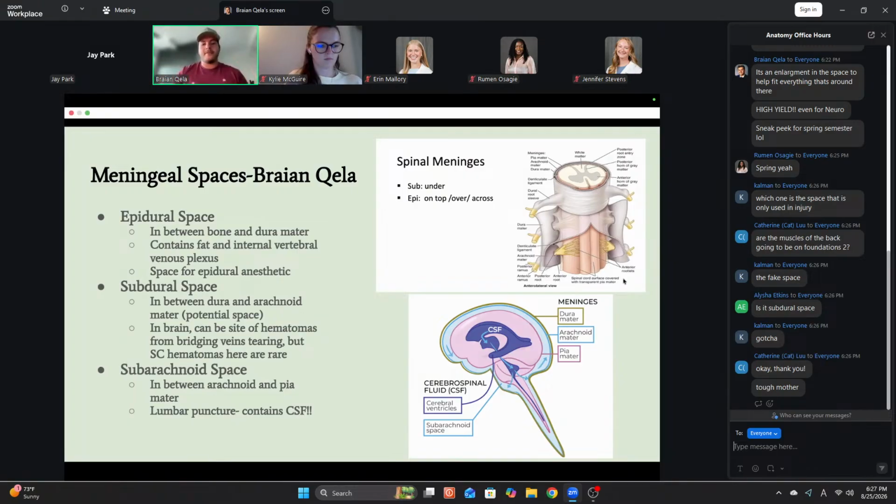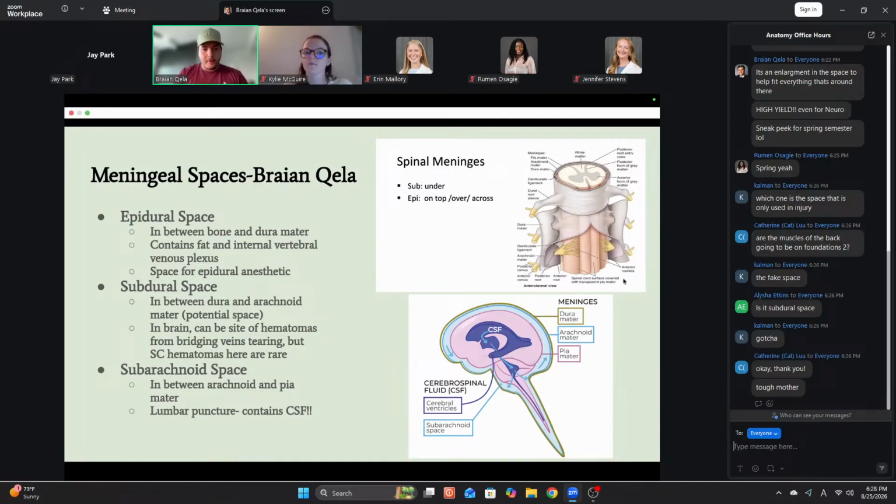This is where you're going to have some fat, the internal vertebral venous plexus that Kylie spoke about in one of the previous office hours. And it's also the space where you'd have the epidural anesthetic. So when they tell pregnant patients, we're going to give you an epidural, that's what they mean. That's where you put the anesthetic, right into this space.